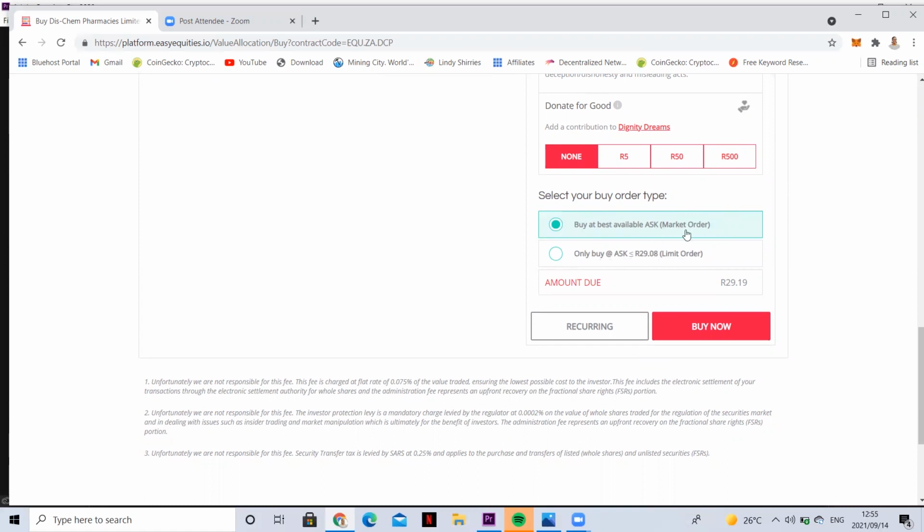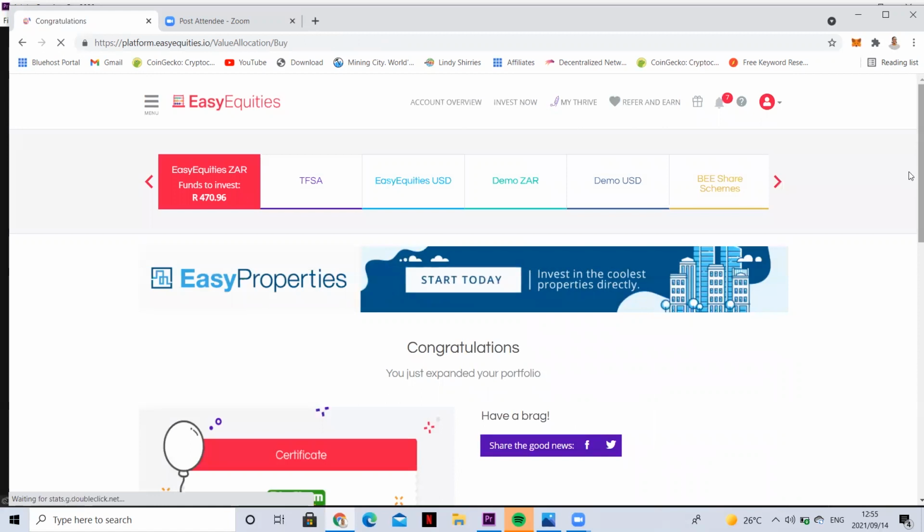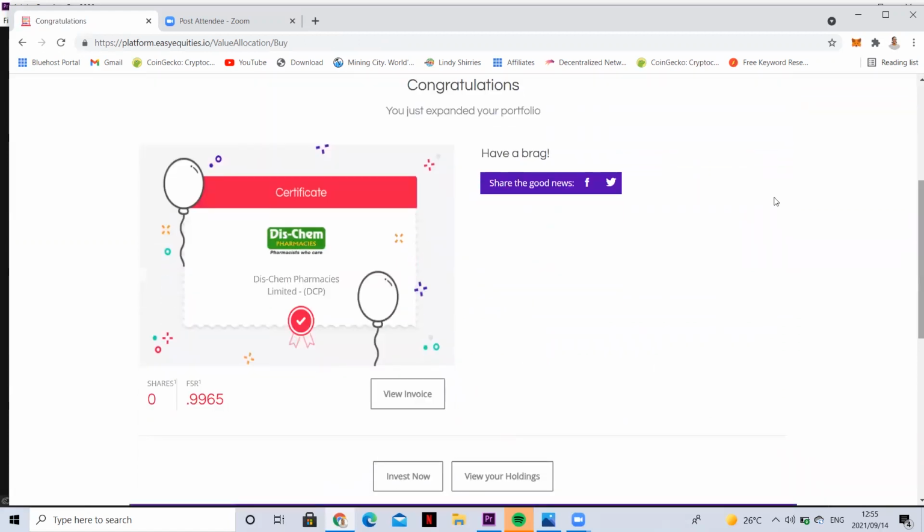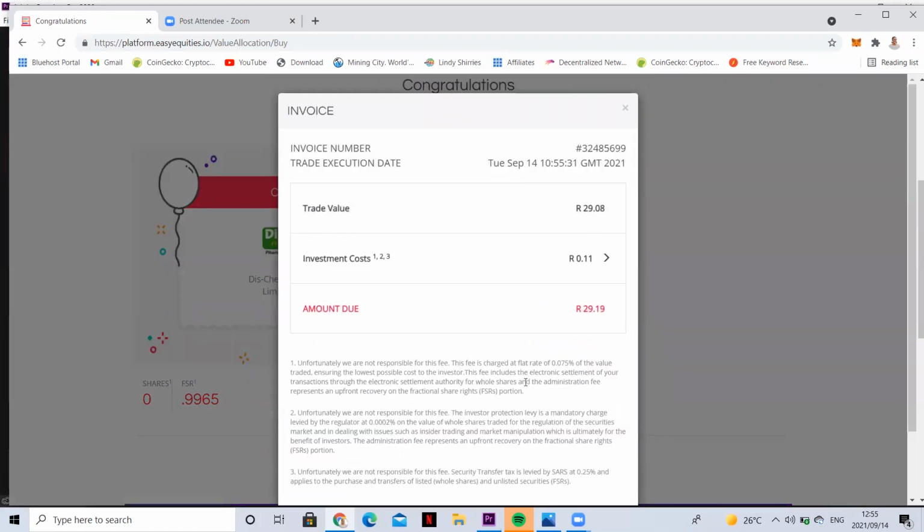So at this point, I want to buy at the market order, whatever the value is right now. I'll select that, then I'll click buy now. As you can see, I already have this share. You can see I got my certificates as well. I can just click that and see, and you can also see your invoice to see what share you bought.